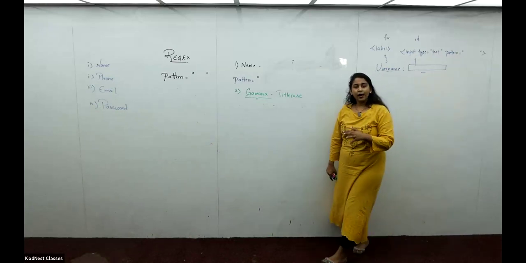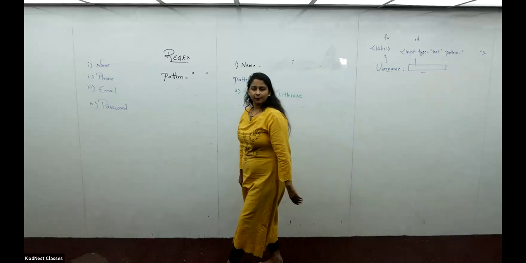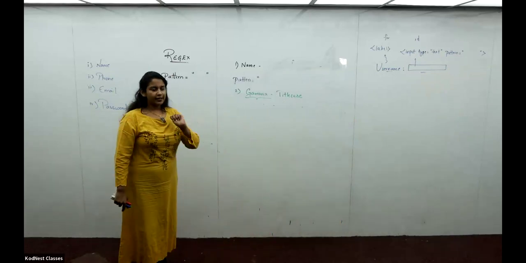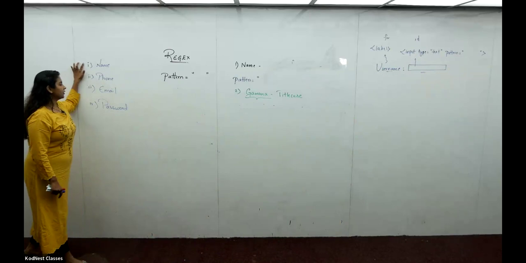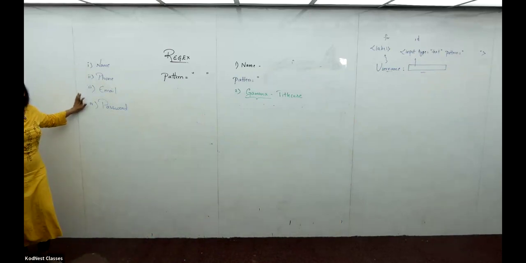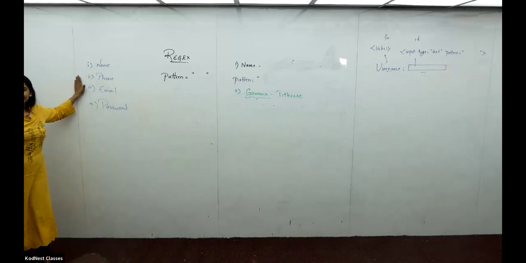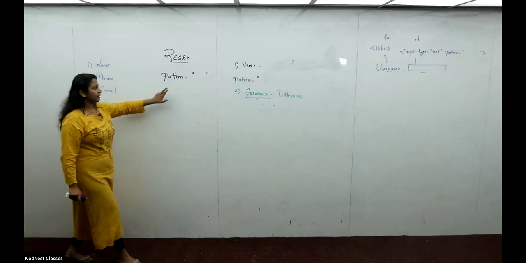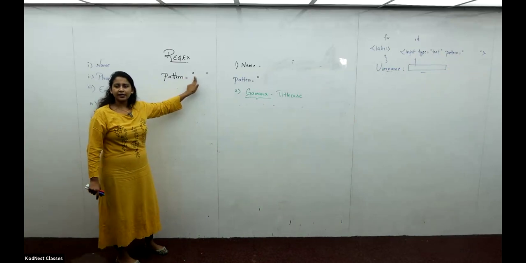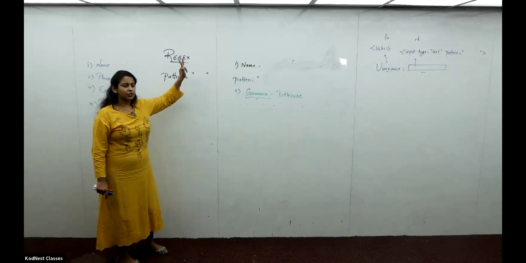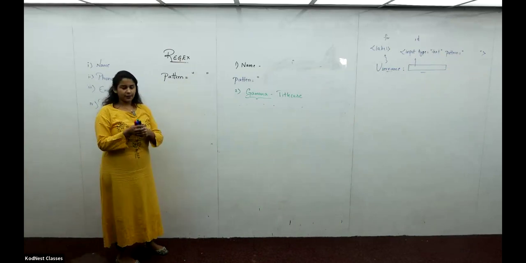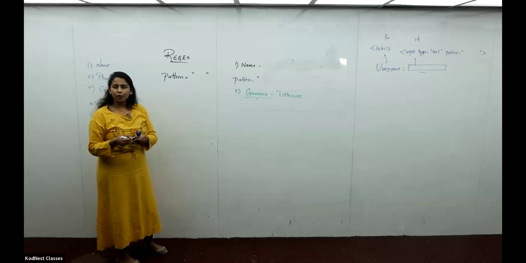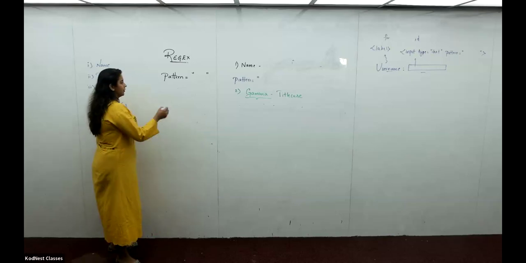So what are the various validations we have in our learn part? Four validations: name, phone number, email and password. So now let us basically learn how to write the regular expression. Later we shall go with the validations. Whenever you are writing the regular expression, I need to specify the start of the regular expression and the end of the regular expression. How do you specify the start?